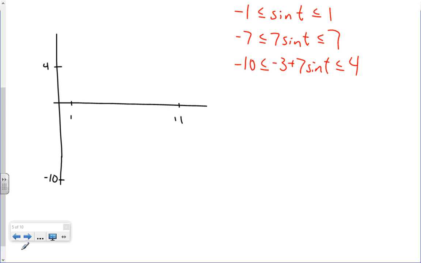So it looks like I'd expect this thing to be that same ellipse, but it's going to cross here up at positive 4 and at negative 10. And it's going to oscillate between negative 1 and 11. It won't cross the x-axis there. But let's see what we end up with when we grab our calculator and sketch this.